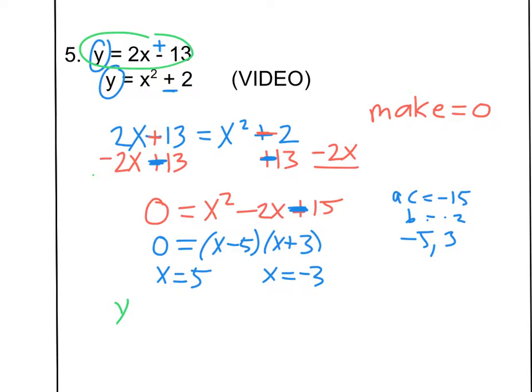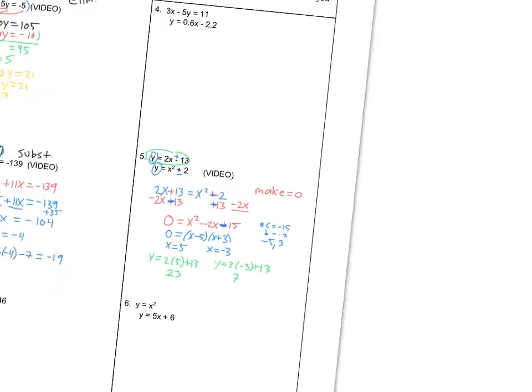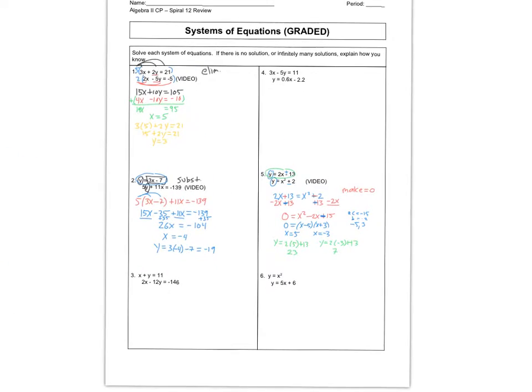So we got y is equal to 2 times 5. I gotta remember that's plus 13, and that's going to be 23. For the other one, we got y is equal to 2 times negative 3 plus 13, and that's going to be positive 7. Alright, I think that's it for this page.